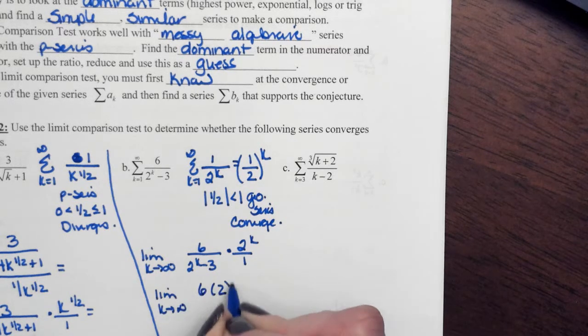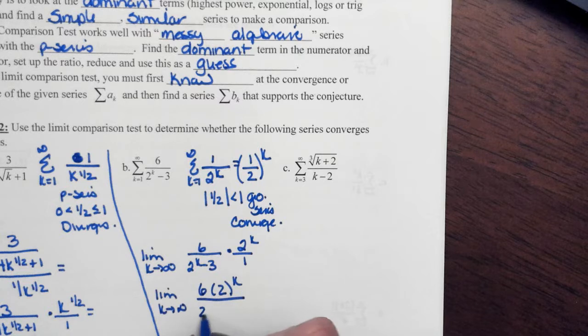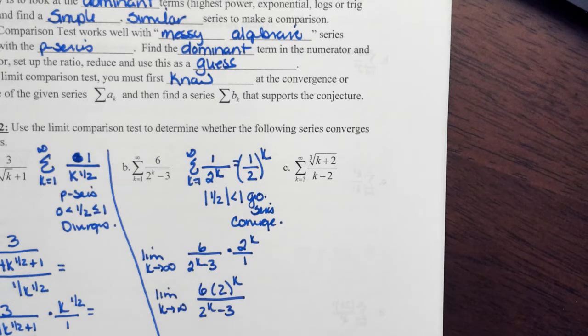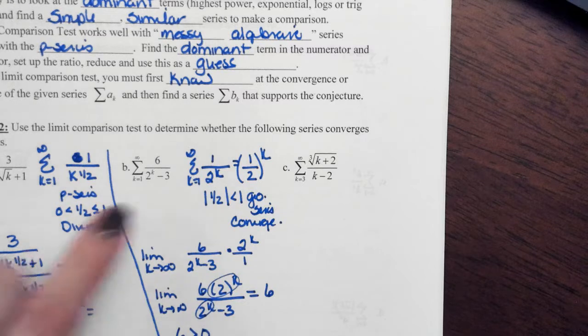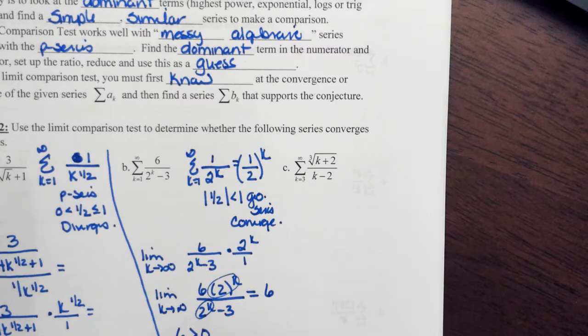6 times 2 to the k over 2 to the k minus 3. So notice the degree of the numerator will be the same as the degree of the denominator. So this limit's going to be a 6. So again, I know that 6 is greater than 0, so both these series are going to converge.